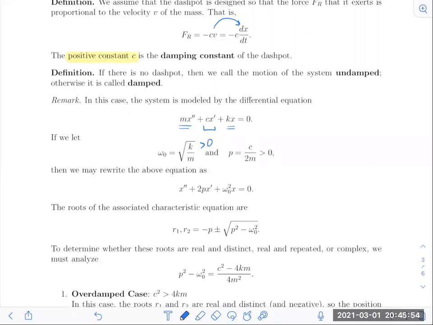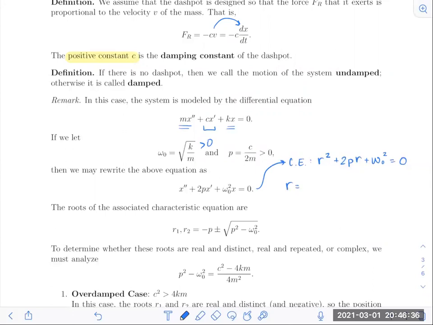They say the roots of the associated characteristic equation are as given: negative p plus or minus the square root of p squared minus omega naught squared. Let's take a closer look at this and confirm. Let's write out our characteristic equation: r squared plus 2pr plus omega naught squared equals 0. I forgot my squared on my omega. I don't have any information on the values of p and omega naught, so I'm going to just plug this into the quadratic formula to see what we get out.